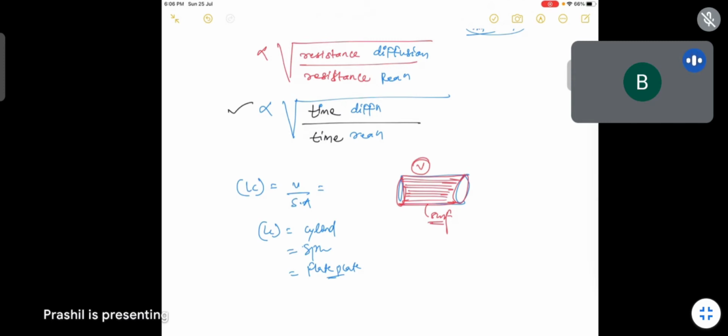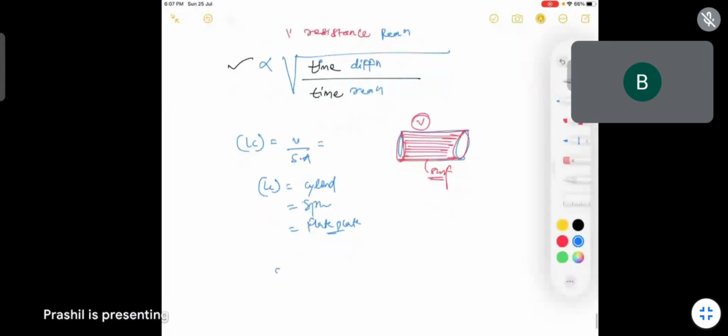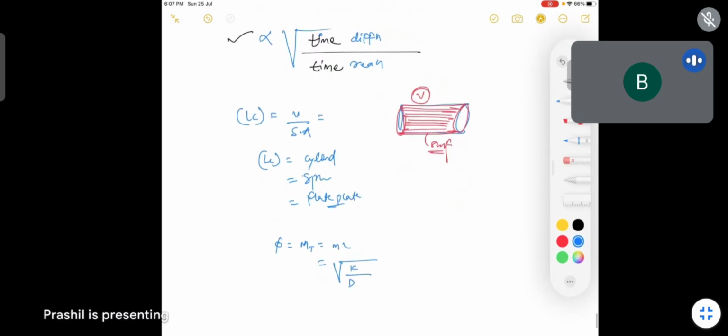We started with a balance over a cylindrical pore, and then we derived one formula for that, and we defined one dimensionless number, that was the Thiele modulus. So we found that the Thiele modulus phi is m into l. What was our m? m is root of K by De, into l, right?